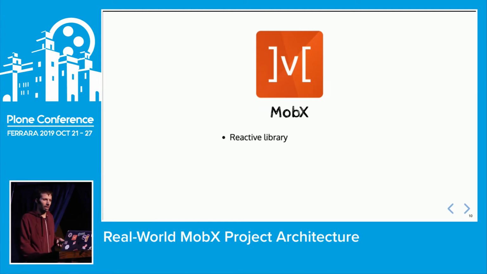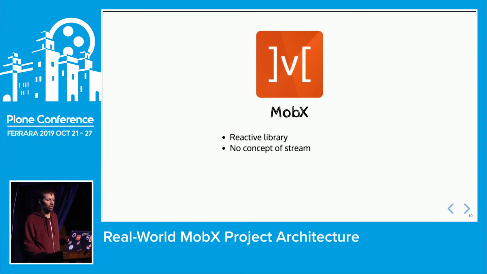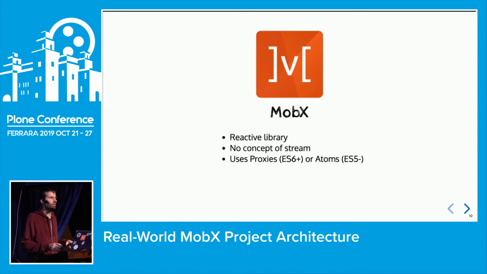Unlike the other libraries, MobX doesn't have a concept of a stream, a sequence of events, but instead it uses proxies and atoms in order to have listeners around your variables and your objects in order to have feedback when they change.